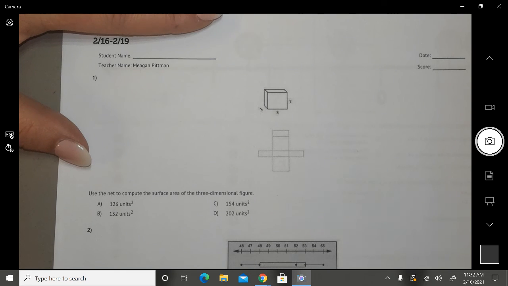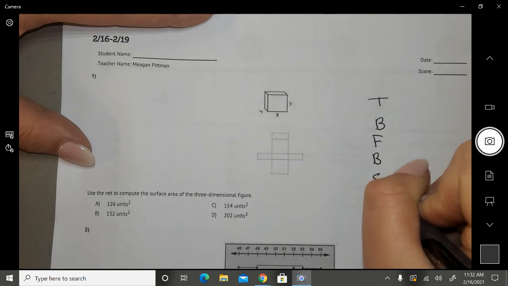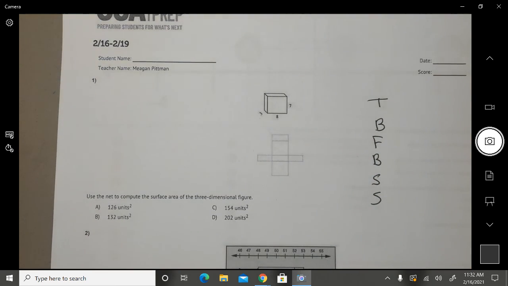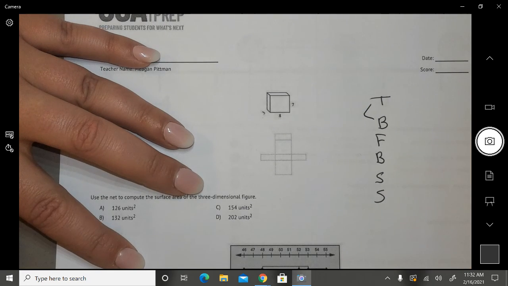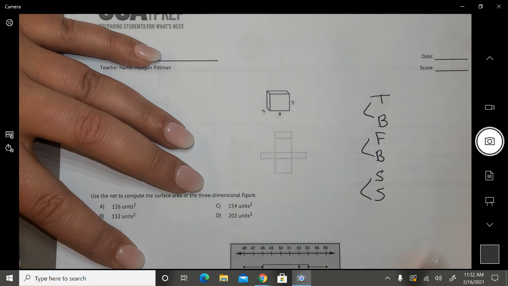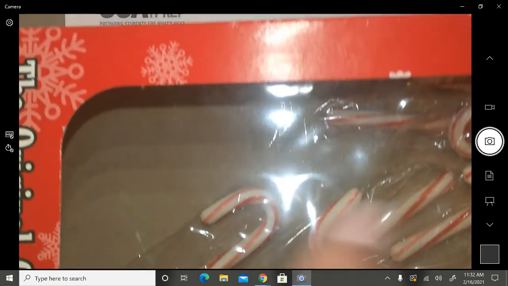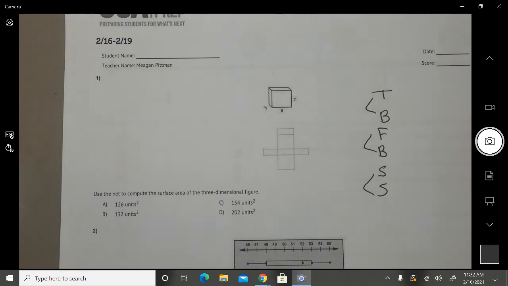So when we start finding the surface area, we find the top, bottom, front, back, side, side. Well, we know that the top and bottom are the same, the front and back are the same, and both your sides are the same. So they're going to have the same measurement. Okay? You with me so far? Yes, ma'am. So if I have a box, the top and the bottom are going to be the same. So I need to figure out my top and bottom, and my sides and my fronts and my backs.